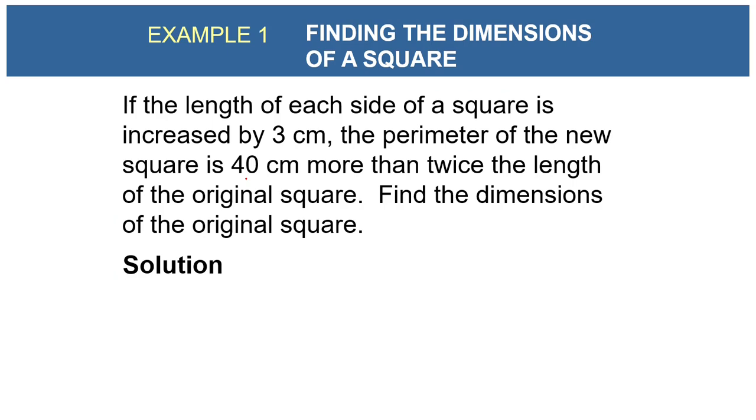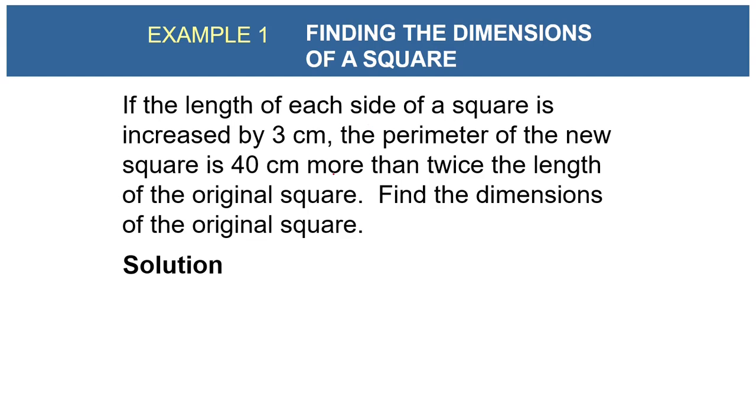So let's try example 1. If the length of each side of a square is increased by 3 centimeters, the perimeter of the new square is 40 centimeters more than twice the length of the original square. Find the dimensions of the original square.